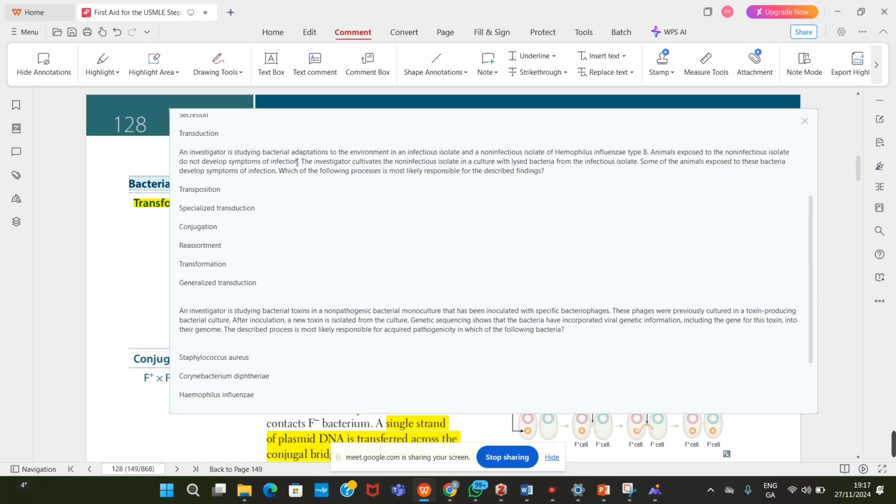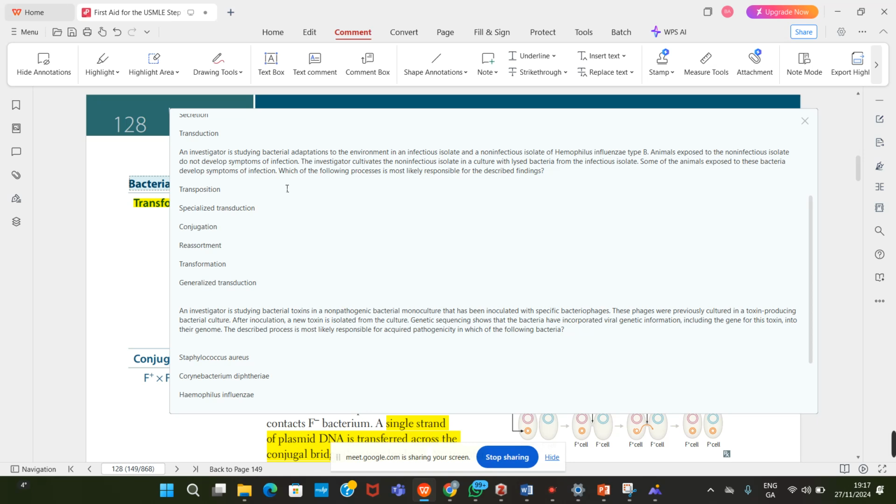An investigator is studying bacterial adaptation to the environment in an infectious isolate and a non-infectious isolate of Haemophilus type B. Animals exposed to the non-infectious isolate do not develop symptoms of infection. The investigator cultivates the non-infectious isolate in a culture with lysed bacteria from the infectious isolate. Some of the animals exposed to this bacteria develop symptoms of infection. Which of the following processes is most likely responsible for the described finding?